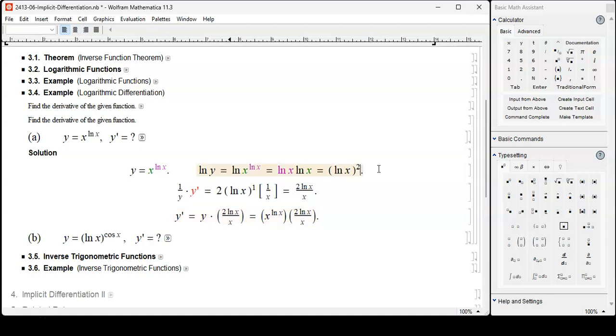So take the log and simplify using the log rule. Okay? And then take the derivative. Left hand side is y prime over y as usual. Right hand side is the derivative of this expression using the chain rule and whatever. And then flip the denominator to the other side and replace y by the original expression.